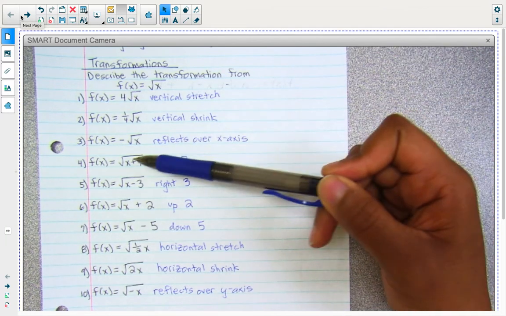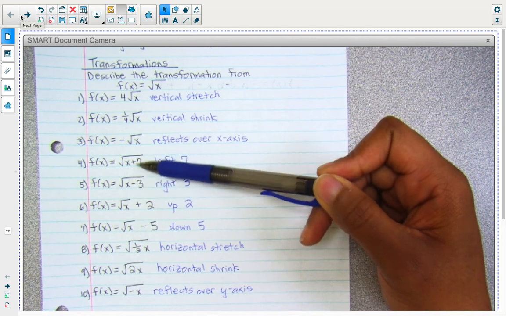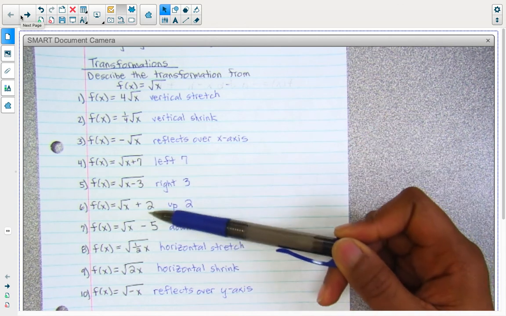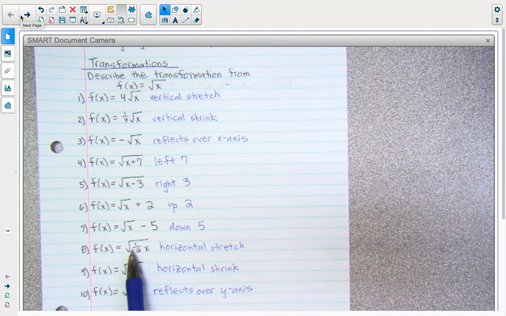If you have a number inside of the square root, it moves it left or right, and it's the opposite of what you think. If you have a number on the outside, it moves it up or down. Then if you have a different coefficient underneath the square root, it's going to be a horizontal stretch or a horizontal shrink. Now, hopefully you already figured out these are exactly the same transformations that we've done for all the other functions. Rational, quadratics, different polynomials, absolute value, because these are the same transformations. So regardless of your function, the position of the number is going to have the same effect on the graph.